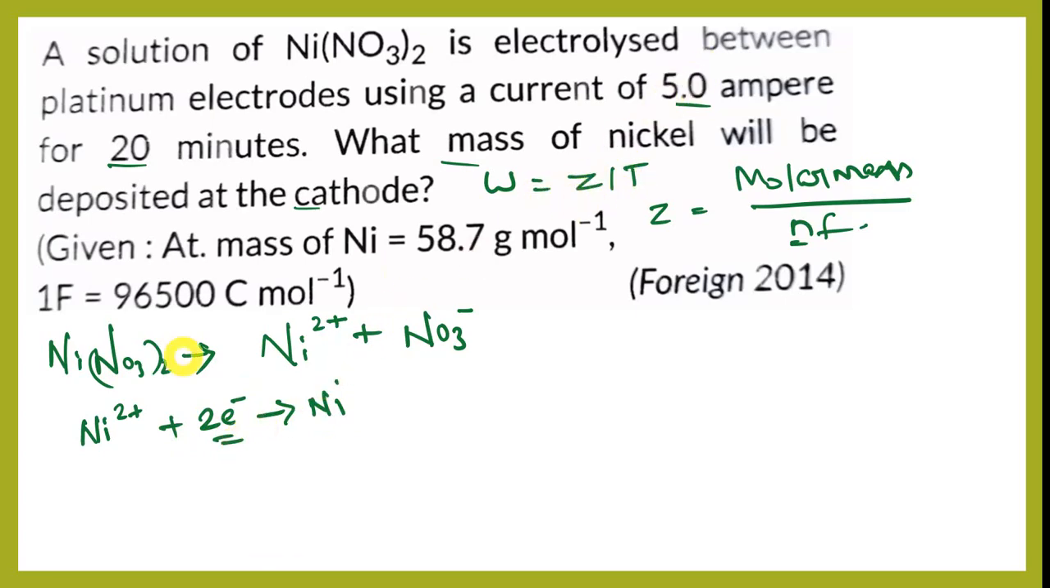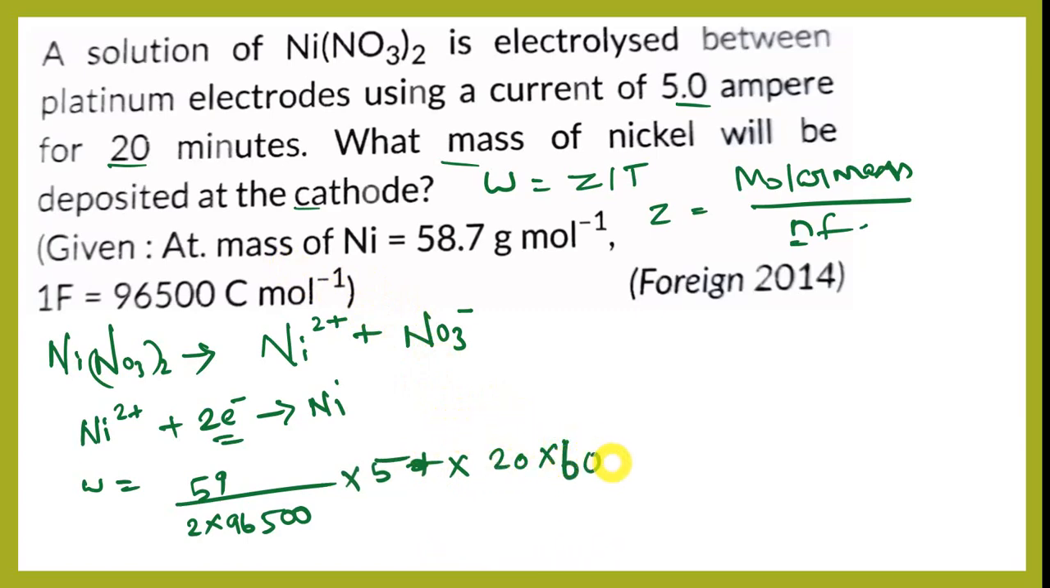Let us substitute in this formula: mass is equal to molar mass. What is the molar mass of nickel? It is on average 59, by the number of electrons involved, 2, into Faraday 96500, into current. What is the current used here? 5 ampere, into time. What is the time? 20 minutes. It should be taken in seconds, so 20 into 60.